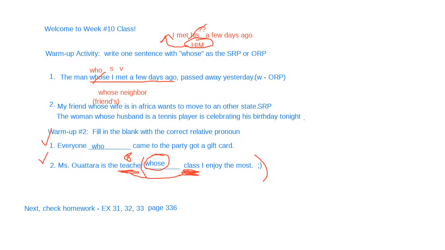On number B, I underlined his, and the sentence was the CEO whose company lost money is resigning. Resigning or resigning? Like a Z. Resign. That is correct. That's an ORP, and I drew the arrow his to CEO. Okay, that's correct. Good.